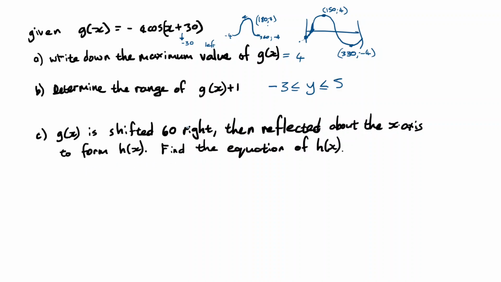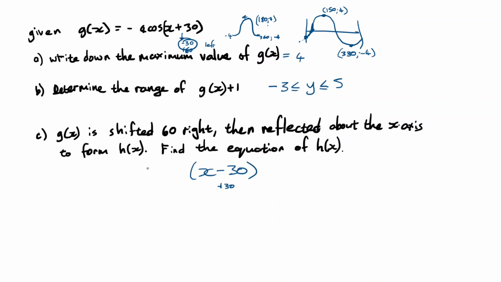Last one, it's shifted 60 to the right and then reflected about the x-axis. So two things. We said in the beginning that the graph has shifted 30 to the left. And so if I take this graph and I shift it positive 60 to the right, my net result is that I'm plus 30. So I've ended up from this graph as I have it, 30 to the right.